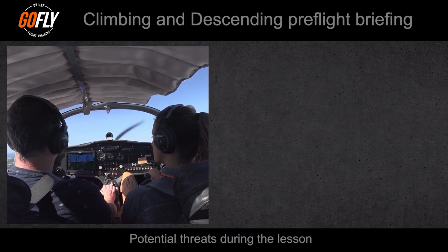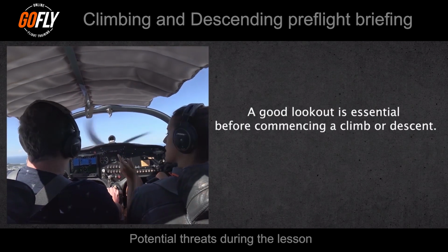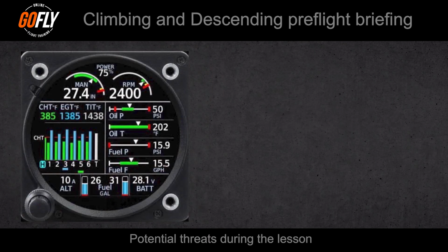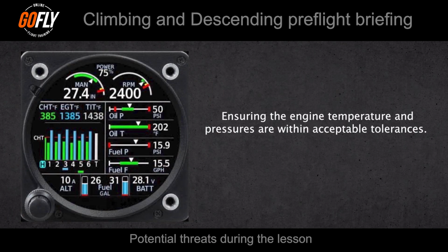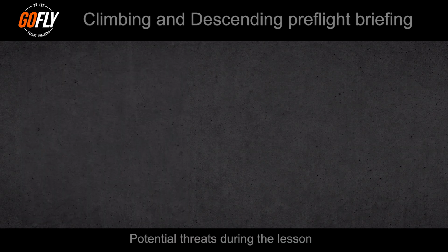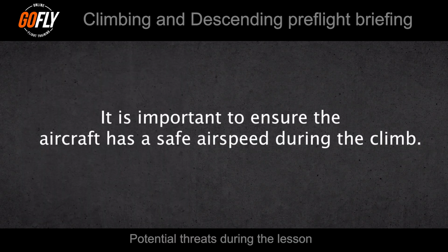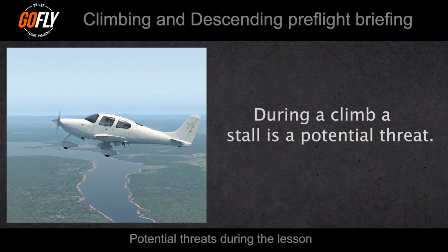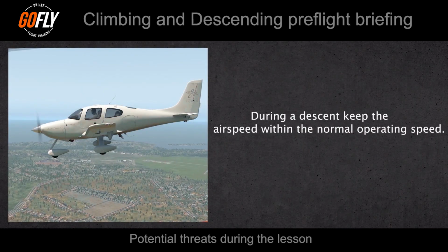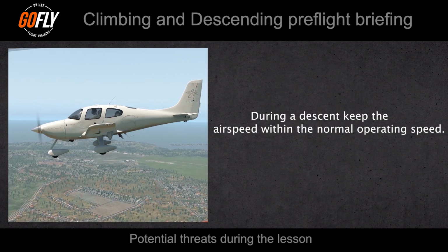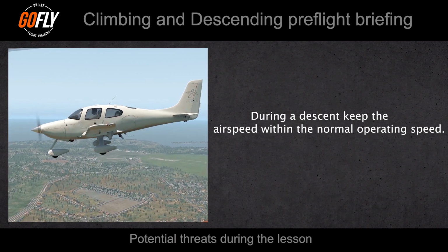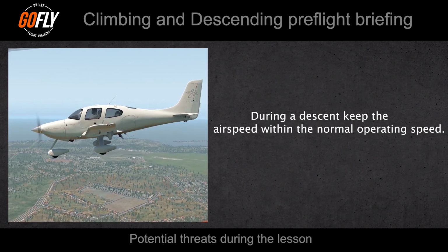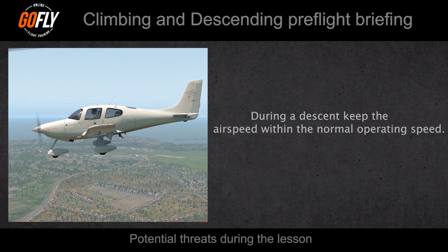This is why a good lookout is essential before initiating a climb or descent. Also, ensuring that the engine temperatures and pressures for the climb and descent stay within acceptable engine tolerances. Another possible threat is to ensure a safe airspeed is maintained during the climb. We do not want to get the aircraft too slow and close to the stall speed. Also, during a descent, we want to make sure the airspeed does not get too fast, and in particular in rough air, the airspeed stays within the normal operating speeds.